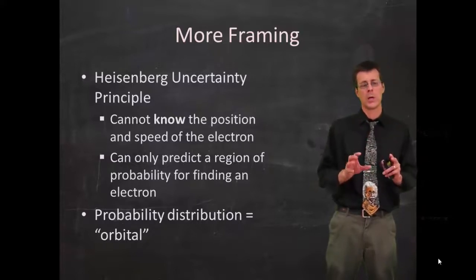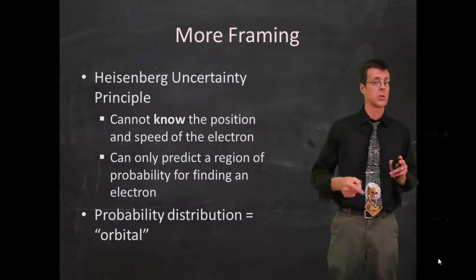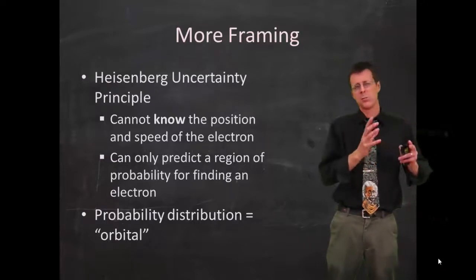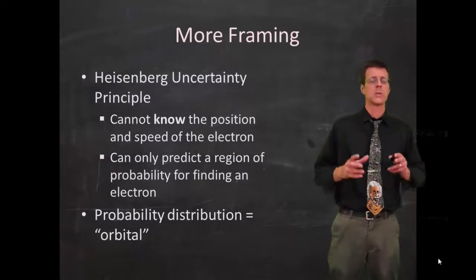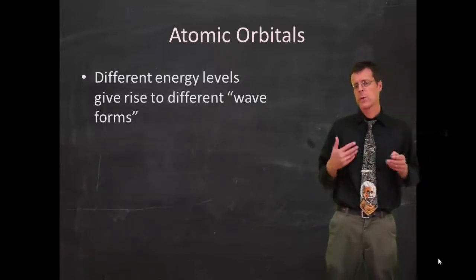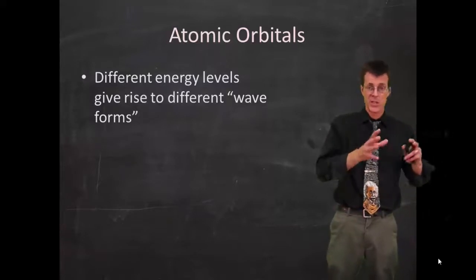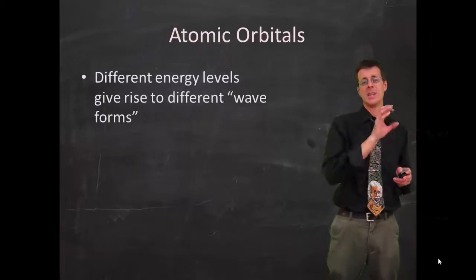Really important right now, the orbital is not the same as an orbit. It is not a circular pathway. It's an area, maybe a volume of space where we're likely to find the electron. We're going to spend most of our time talking about atomic orbitals, the orbitals that exist, the places where we're likely to find electrons in an atom.